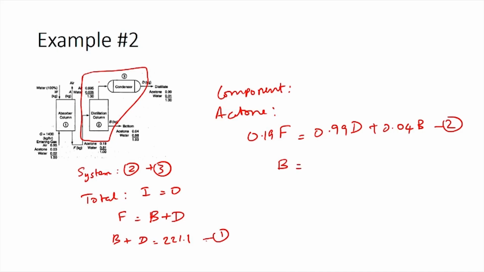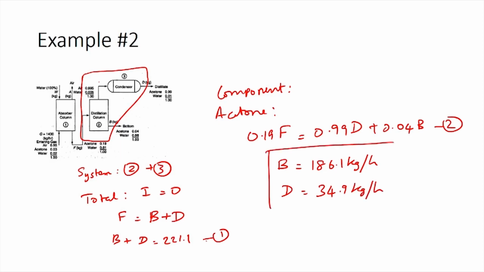So, B would be 186.1 kilograms per hour and D would be 34.9 kilograms per hour. So, using the right systems, we were able to solve for all the streams which have been asked for.